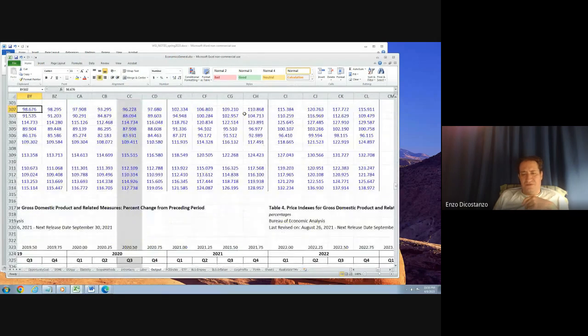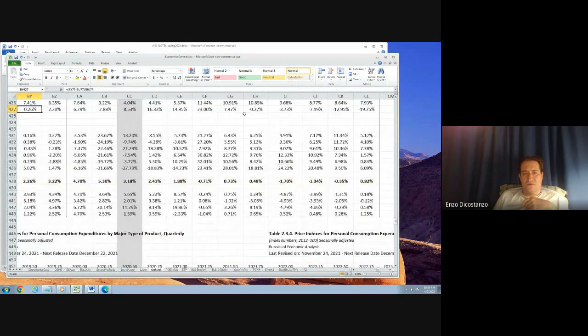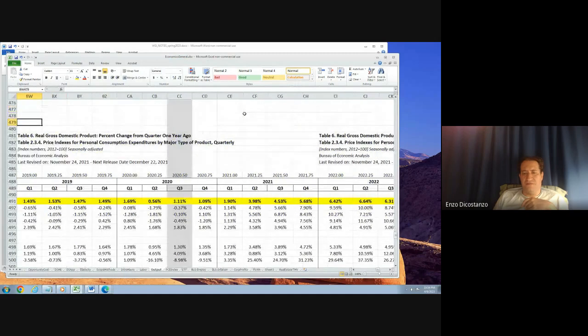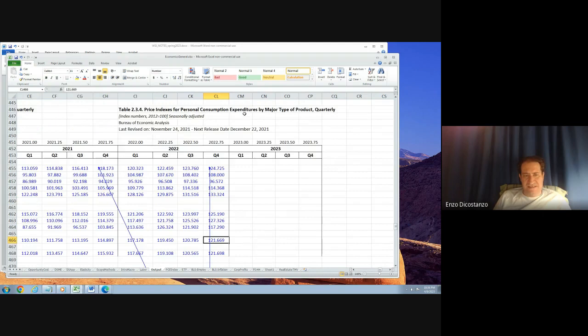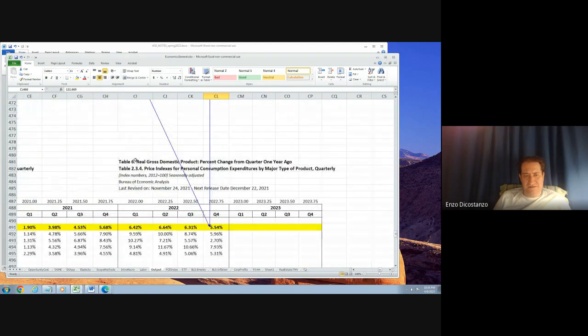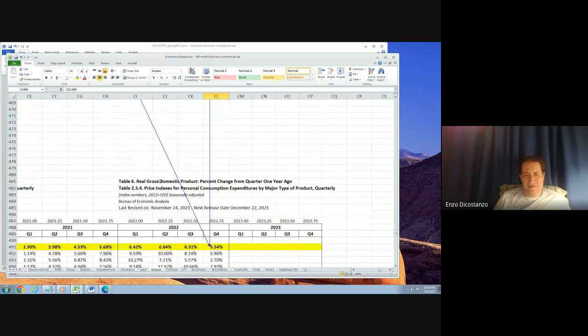Yeah, the 2, 3, 4. You can go. Yeah, you have a quarterly measure here. Yeah, change from a year ago. This is real gross domestic product percentage change. So I suppose that this is based on the indices. Yeah, this is based on the indices, is what this is. Yeah, this is based on the price change here.